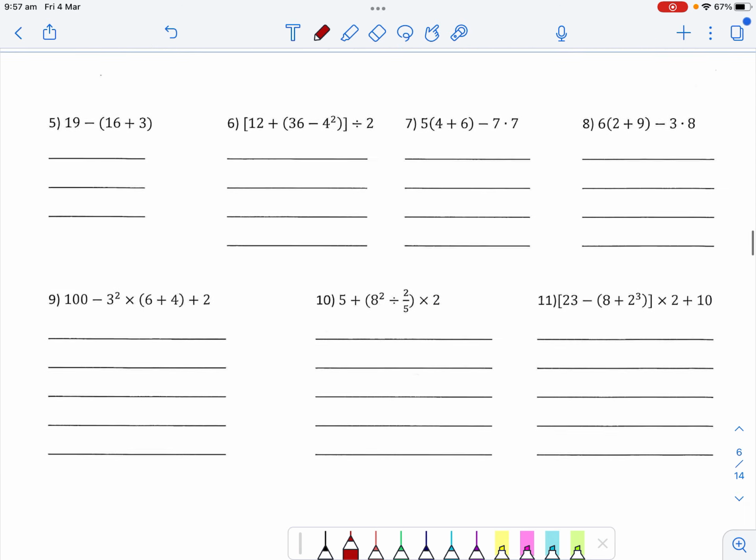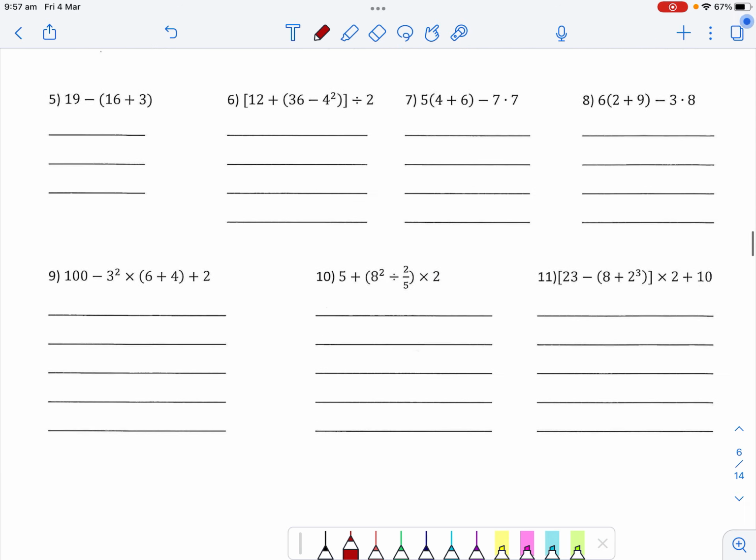On to some more on the back here. I'm going to do my parentheses first. So again, grouping symbols first. So 19 minus 13 is going to be 6. Nope, just kidding. That's not right. That's 19 minus 19. And 19 minus 19 is 0.